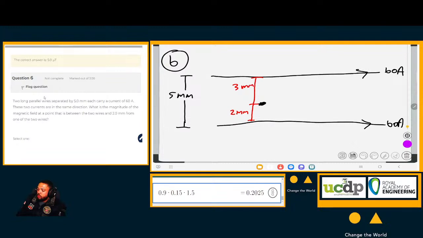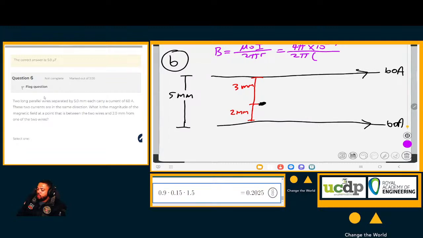B will be B is equal to mu naught times I over 2 pi r, and that is just 4 pi times 10 to the negative 7 over 2 pi times the radius.